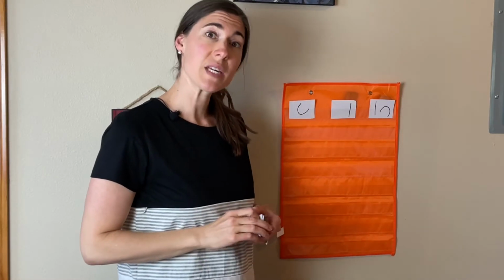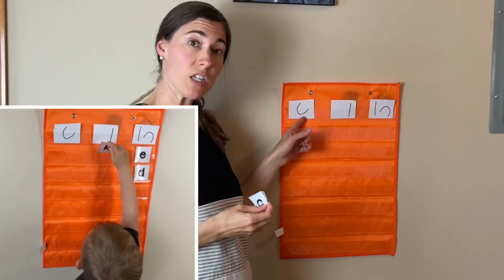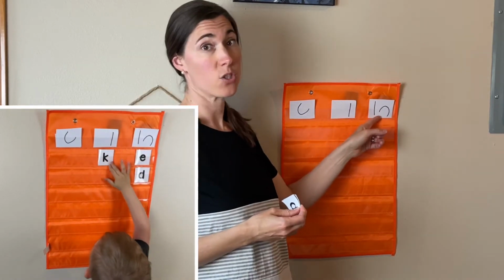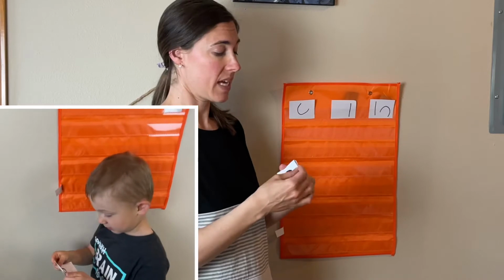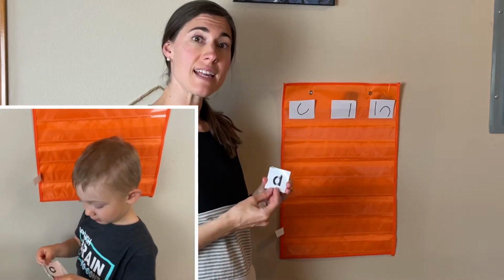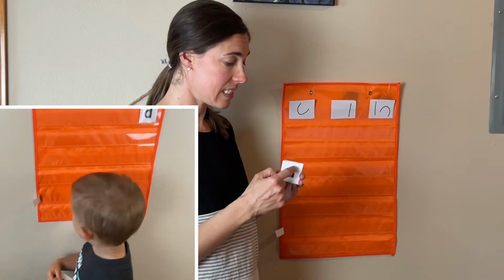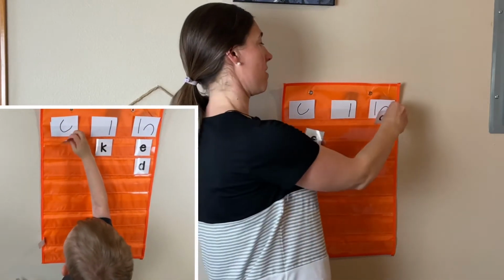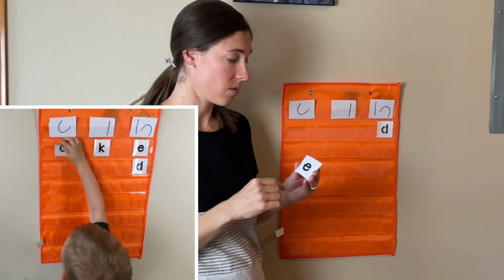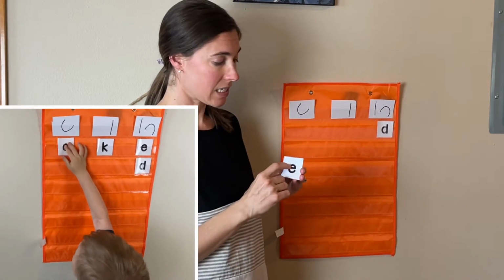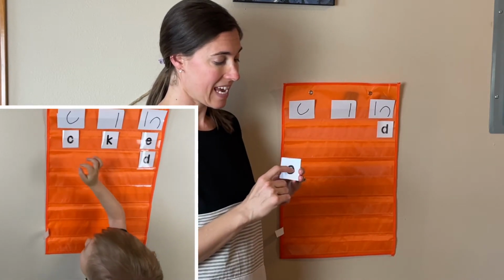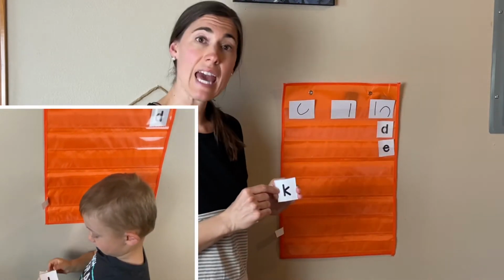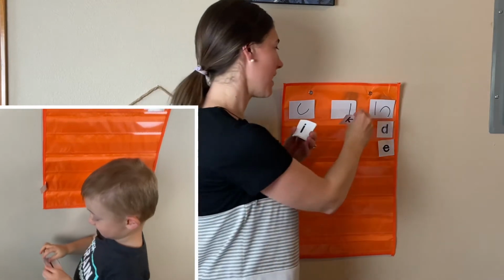Another sort you can do is with curved lines, straight lines, or curved and straight lines. So again, you're looking at these letters and sorting them where they go. So D has a straight line and a curved line, so that would get put in the both category. Okay, same with E. It's got a curve and a little straight right there. Okay, K's just got straight, so you get the idea.